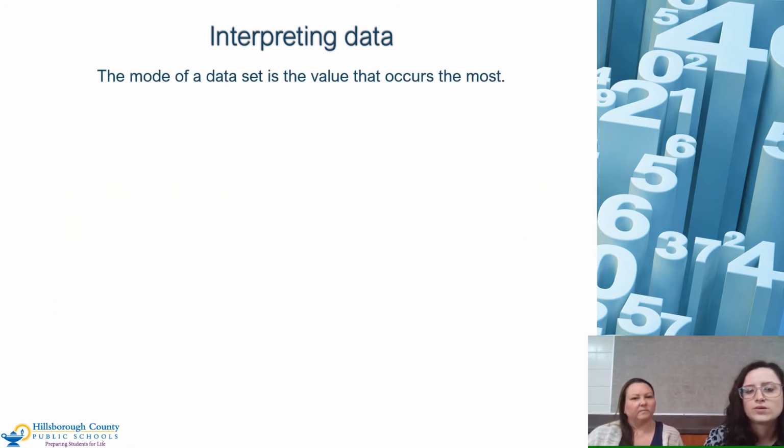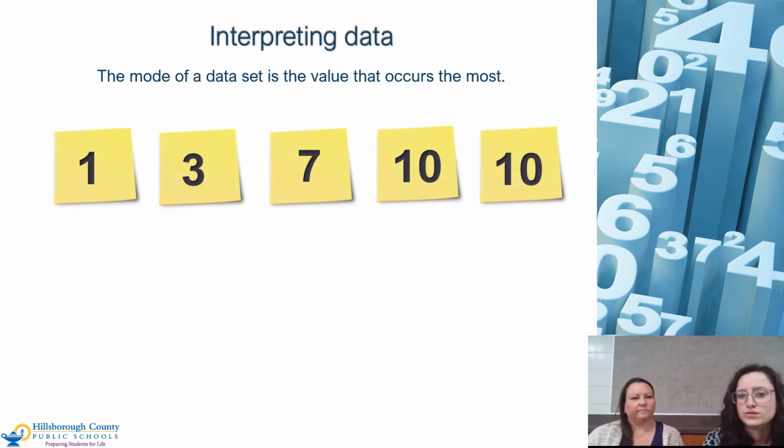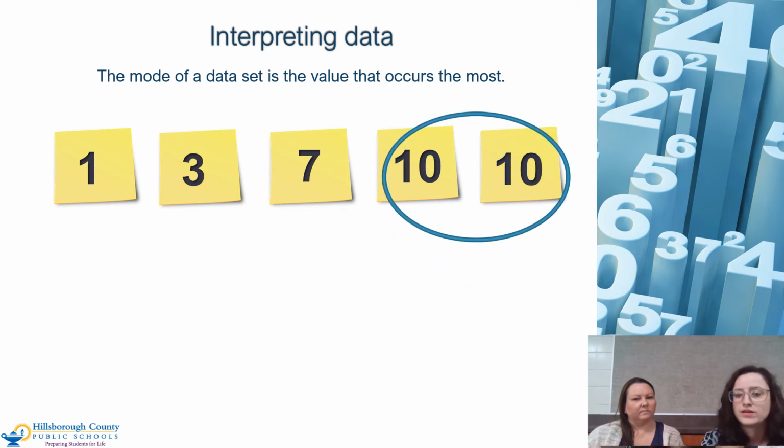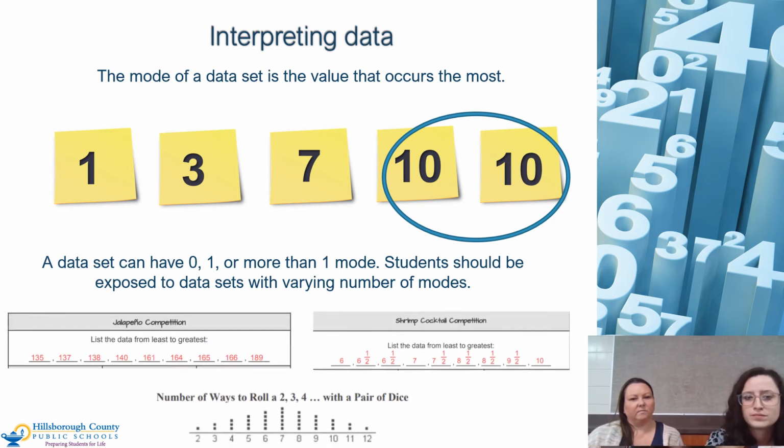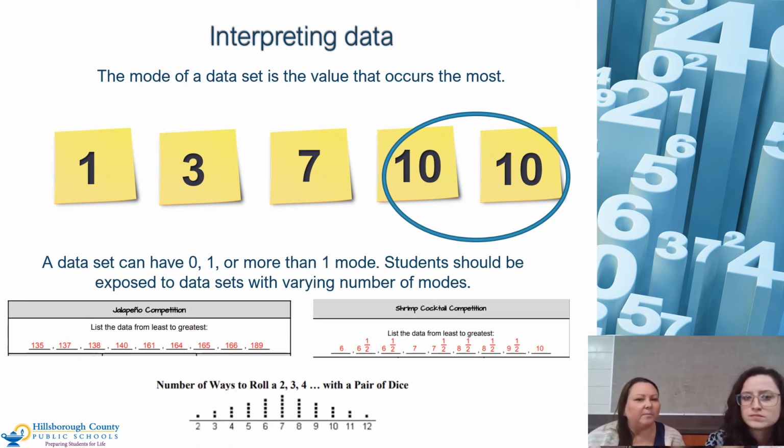So having the data organized can really help students determine the mode, which is a value that occurs the most within the data set. In this data set, 10 occurs twice, which is more than any of the other data values, so that's the mode. It's important that students are exposed to a lot of different data sets because data sets could have 0, 1, or more than one mode. So I see on that left example in the table that there isn't a mode because there's not a number that occurs more than once.